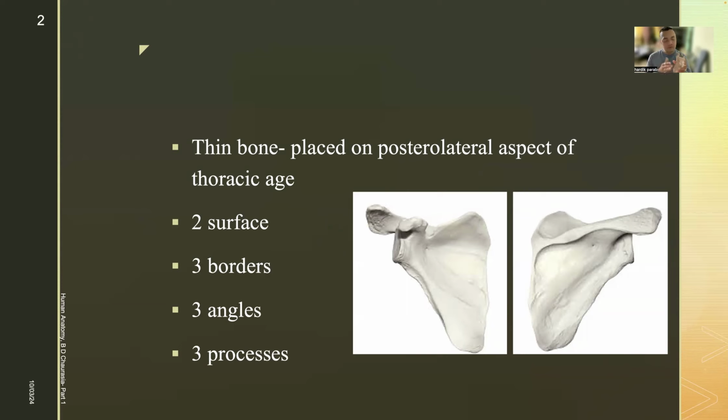It has two surfaces, the costal surface and the dorsal surface. It has three borders, the lateral border, medial border, and superior border. It has three angles, the glenoid angle, medial angle, and the inferior angle, and it has three processes, the spine of the scapula, then the acromion process, and the coracoid process. All the structures are present here. We'll see each of them in detail.